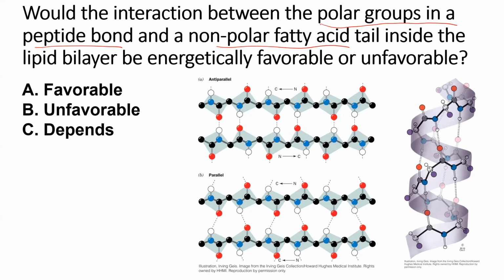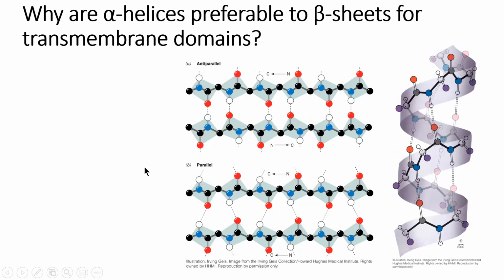Okay, so we know that the peptide bond is polar. So polar interacting with the nonpolar fatty acid tail or the nonpolar region of a lipid bilayer would be unfavorable, right? So we know that. Okay, so how do we get around that? Why are alpha helices preferable to beta sheets for transmembrane domains?